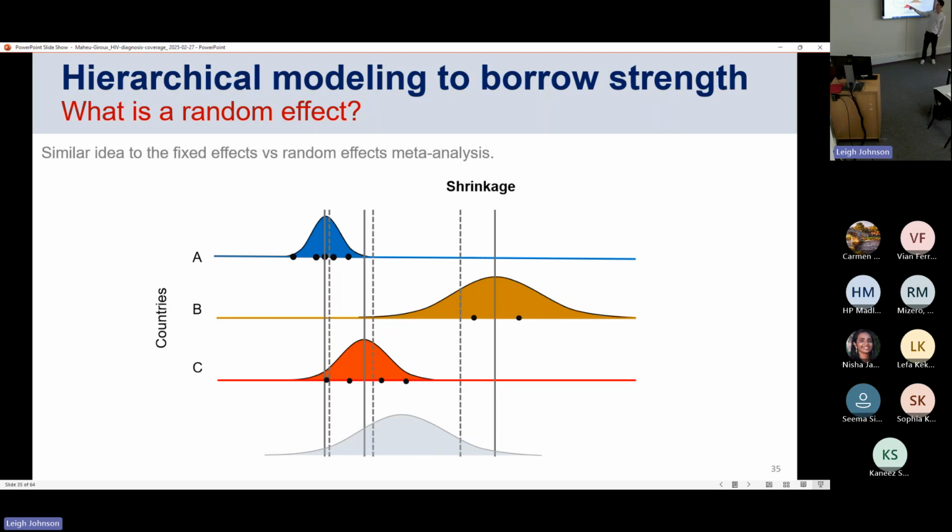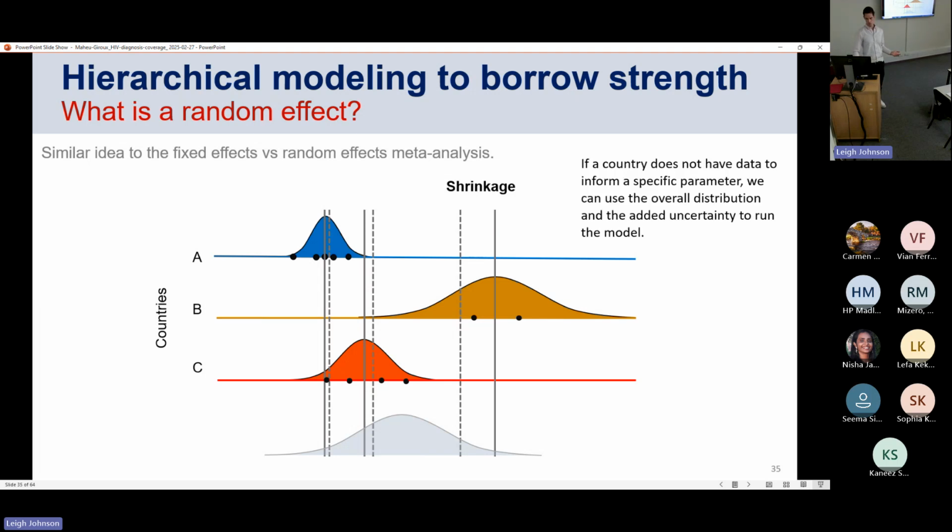And this is an intermediate setting where we're not too far off, so it's not too much of an outlier, and we have reasonable uncertainty. So the general idea of the model that we've developed is that we can pool some of that information, not necessarily about trend, but about testing ratios for male versus female, the age groups, etc. And also, if a country does not have any data to inform a specific parameter, we can inform it by the overall distribution.